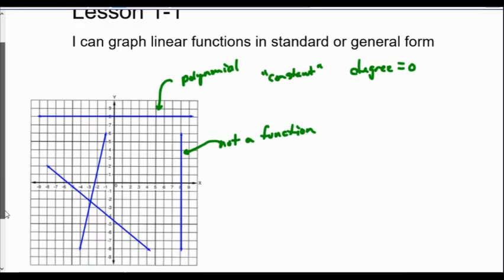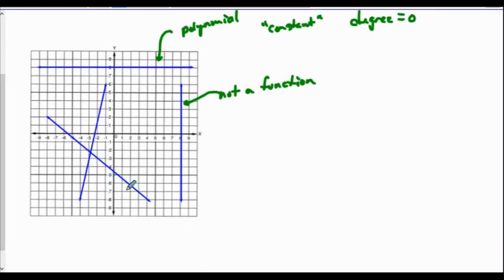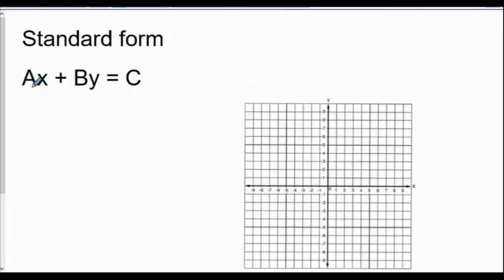What we're looking at is lines that look like this one, that's a decreasing function, or this one, which is an increasing function. Okay, so these are linear functions. And so when we're done, our lines should look like that. Okay, so next up, standard form.